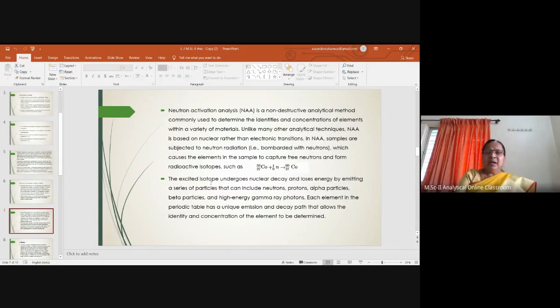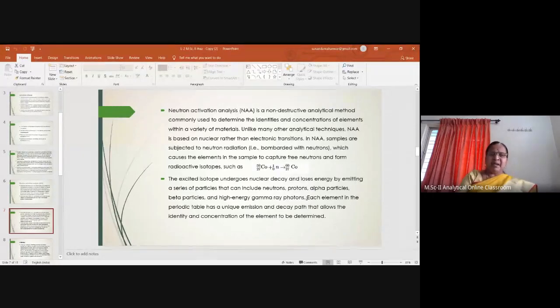The excited isotope undergoes nuclear decay and loses energy by emitting a series of particles that can include neutrons, protons, alpha particles, beta particles, and high energy gamma ray photons. You have studied nuclear decay. The element formed is radioactive and unstable, its proton to neutron ratio is not stable, and therefore for attaining stability it emits different radiations like neutrons, protons, alpha particles, beta particles and gamma photons.